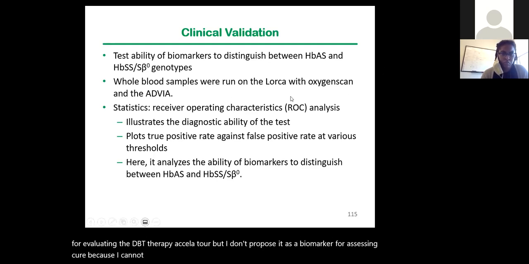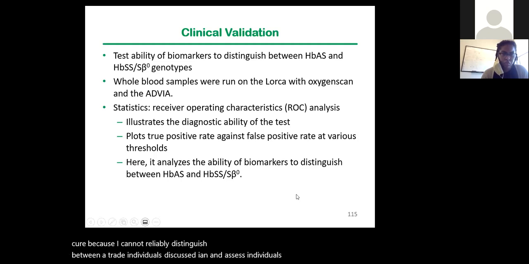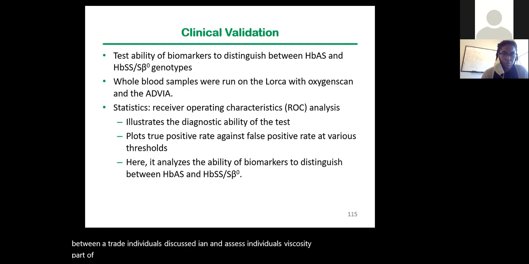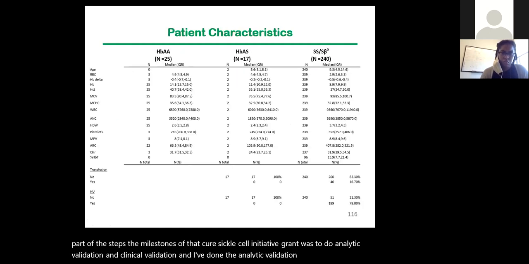Of course, it was whole blood samples run on the Lorca with oxygen scan and the Advia. And I worked with our statisticians at Baylor to do a receiver operating characteristics or ROC analysis, which sees how diagnostic the test is. It plots the true positive rate against the false positive rate at different thresholds that are determined by the statistician. And so it would say, at this value, your likelihood of having hemoglobin SS is this, true positive, false positive. And we included S beta 0 as well.